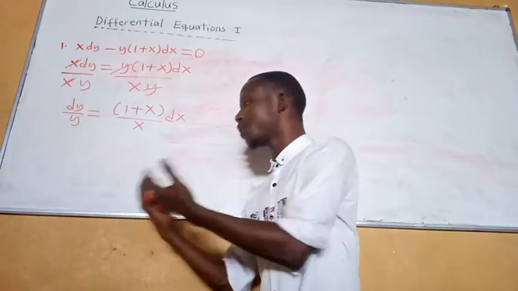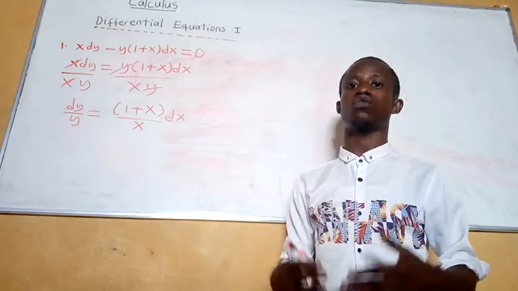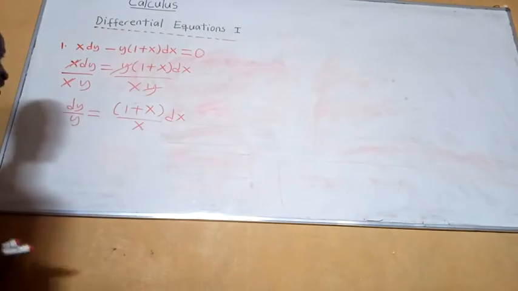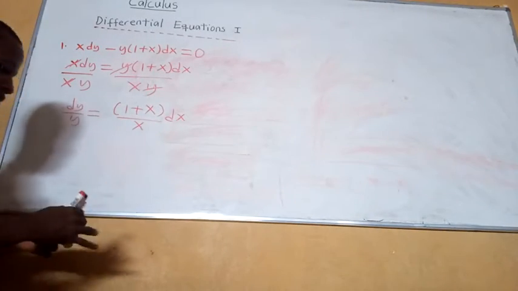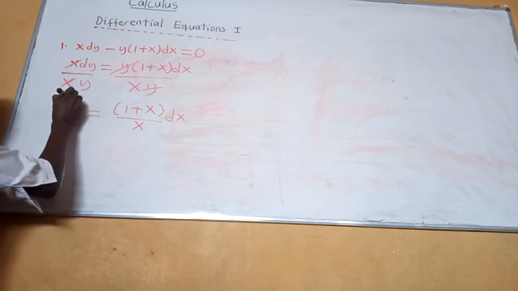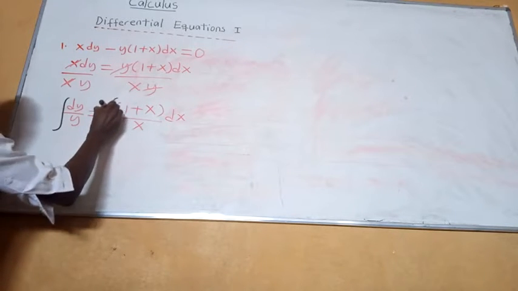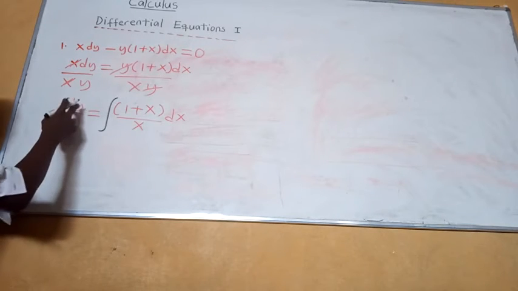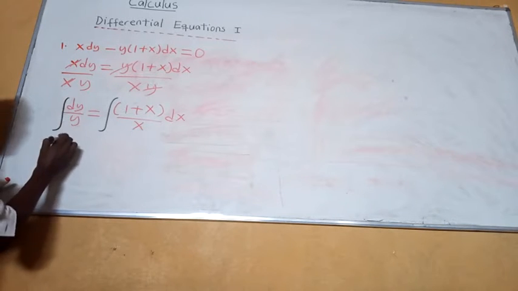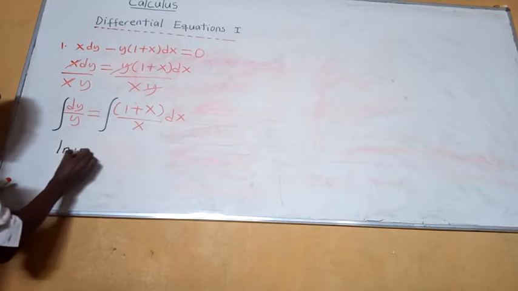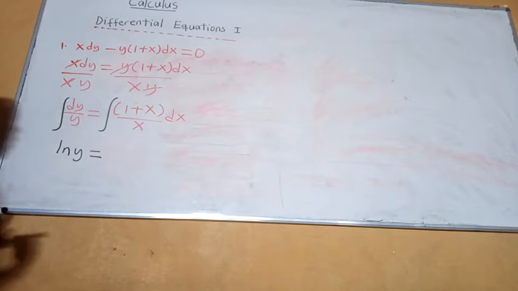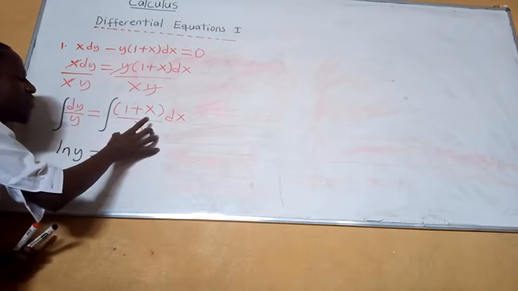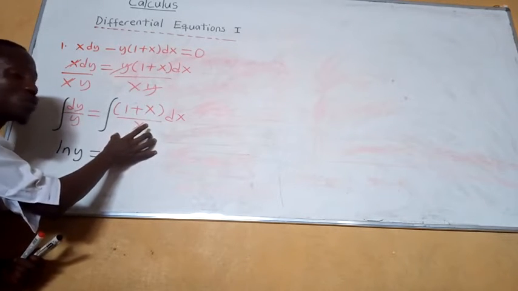The variables have been separated and that makes it easier for us to do our integrations. So here, we can take the integral on both sides, both on the left and on the right hand side. If we integrate 1 over y with respect to y, we have ln of y. Before we integrate the second portion, we need to further simplify it to make our integration easier.